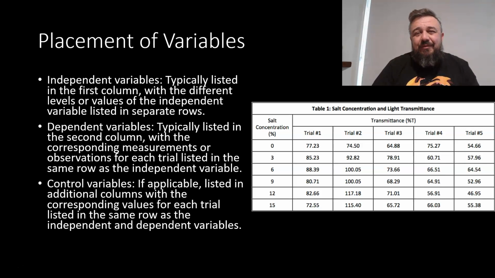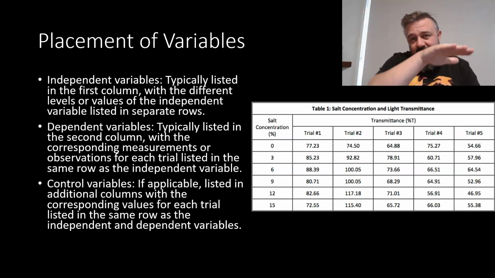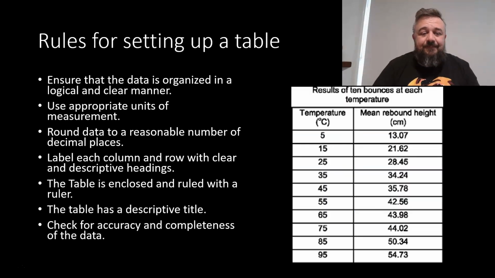Control variables, if applicable, usually not, will be listed in additional columns. And the corresponding values for each one will be in the same row as they are for the independent variable. Okay, so we keep all the linked pieces of information together.